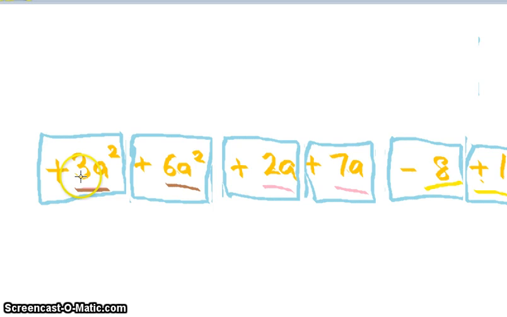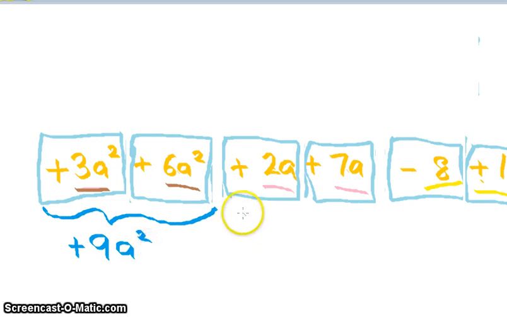So when we have the like terms here, 3a squared and 6a squared, we can actually add them together because they're in the same gang, a squared, a squared. So 6 plus 3 is 9, positive, don't forget the symbol, a squared. Positive 2a plus 7a will become, since it's the a gang, 9a. Okay, and since there's a positive here, put a positive.